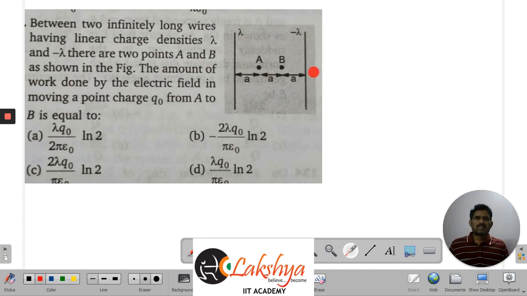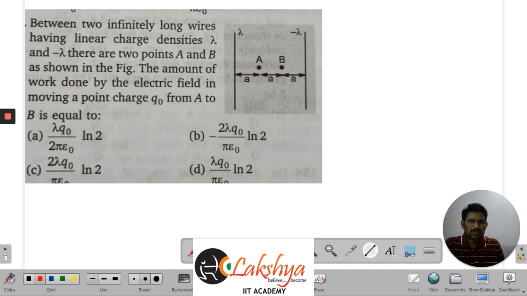Here both linear charge densities are present. If we want to write the potential due to a line of charge, we need to consider the potential due to both wires. Instead of that, I am taking the electric field, using the force into displacement method. You may write the potential for this wire and for that wire at point A, but that will be somewhat confusing because one is positive and the other is negative. So instead, suppose I take a point at a distance of x from this wire.